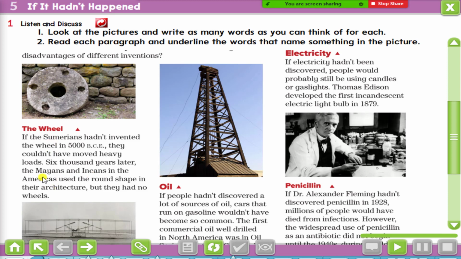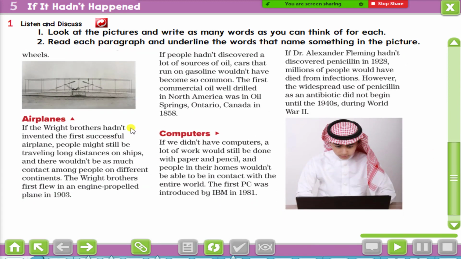Okay, thank you, Muhammad. So here, Sumerians, and here Mayans and Incans. These are people of ancient times. The Mayans are the Native American people who lived in it thousands of years ago. They used the round shape in their architecture. Architecture means their building and design. Is it clear? Okay. The second invention, airplanes.